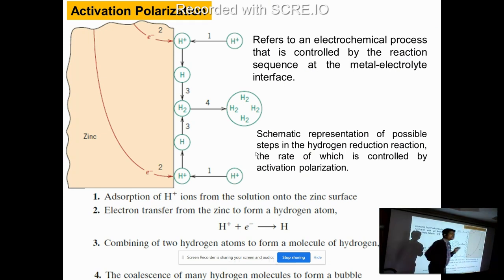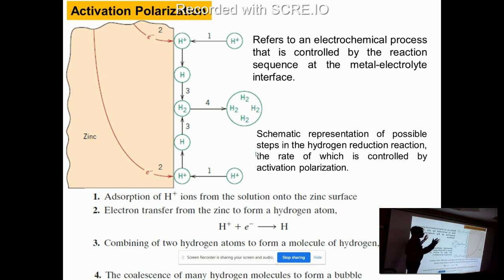First one is the activation polarization. There are two types of polarization. What do you mean by polarization? Let us understand first. Polarization is nothing but concentrating at one end. Sometimes there will be a large accumulation of ions at one end, and very little accumulation of ions at the other end. That means there is some polarization. Now, this polarization will be of two types majorly. One is the activation polarization, the other is the concentration polarization.